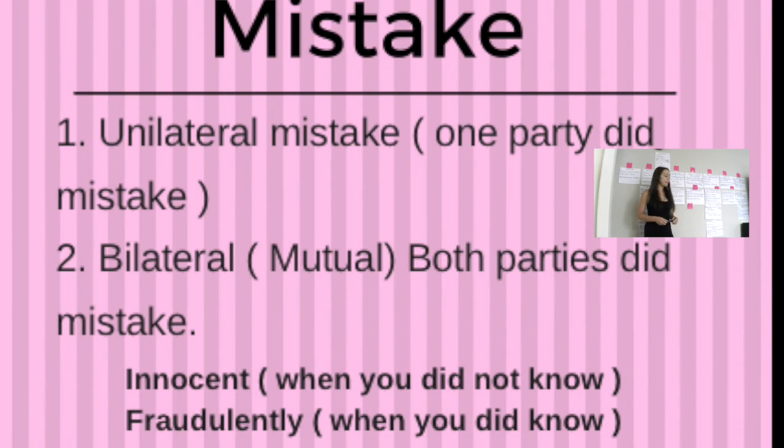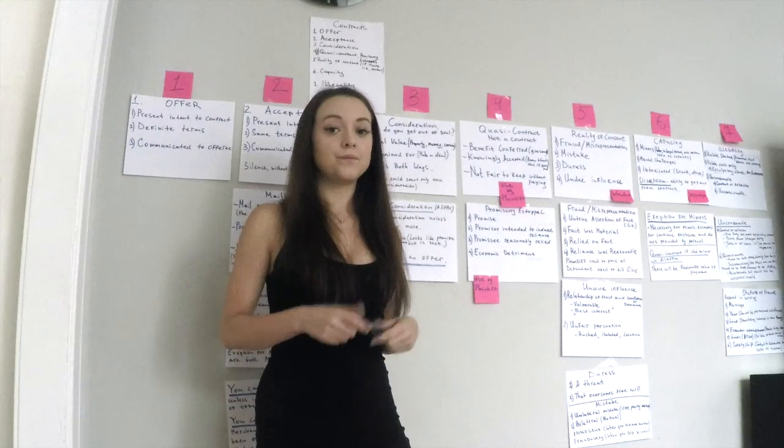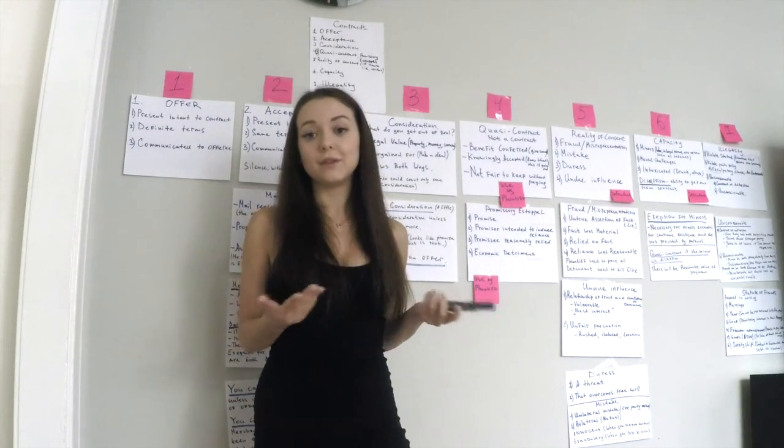Second one, mistake. Mistake could be unilateral. That means that one party just made a mistake, or bilateral, which means both parties made a mistake. Innocent means when you didn't know about that mistake. And fraudulent, which means you knew about it and you covered that mistake up in the hope that it will not show up.